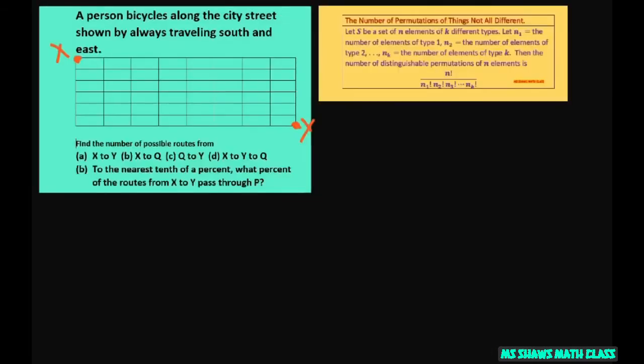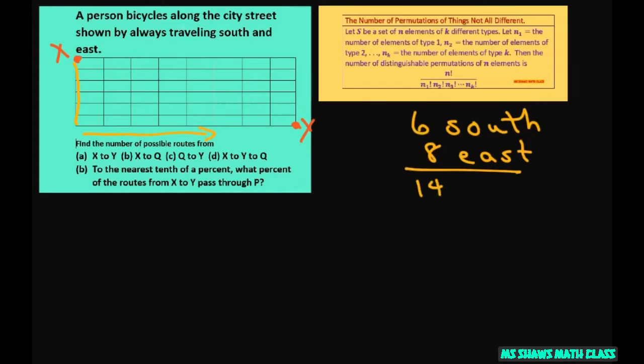So, for the first one, we're going from X to Y. Again, it goes south, so it's down 6. Okay, 6 south. And then going to the right here, that's 8 east. Now that adds up to 14. So that's your total.